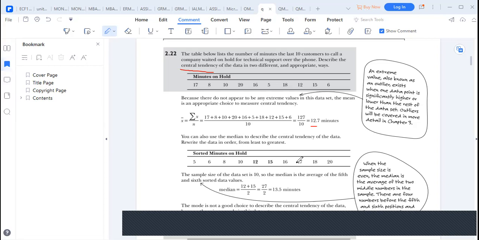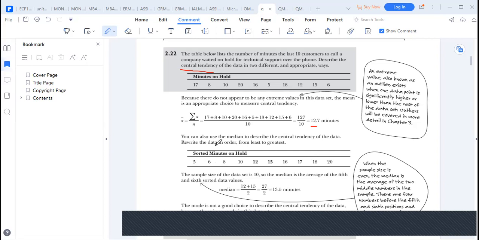Half of 10 is 5. How many are there? 1, 2, 3, 4, 5, 6, 7, 8, 9, 10. Okay, since our sample size is 10, the median is at half of 10, which is the 5th. All right, so half of 10 is the 5th.